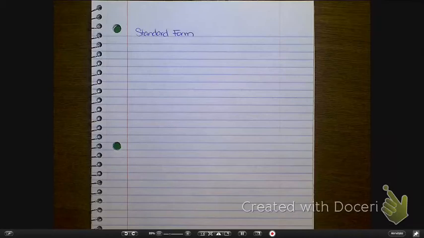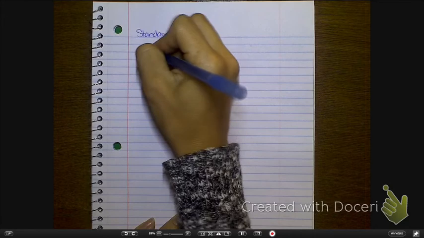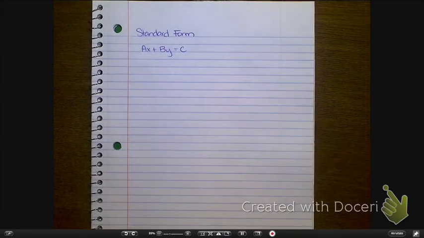All right, so we've talked about standard form before. One of the things that we just want to review is it looks like this, right? Ax plus By equals C. You guys remember that, right? What do you remember about the A term in standard form? Has to be what?